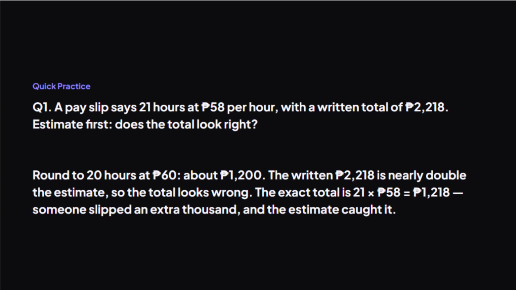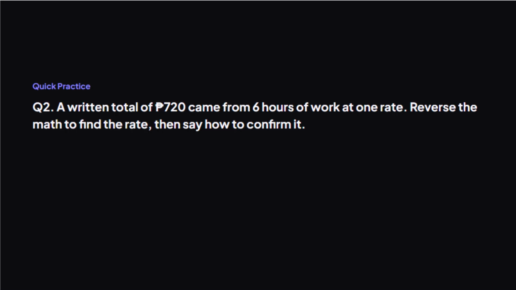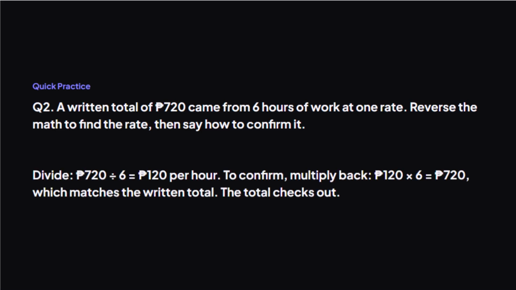Let's have question number 2. A written total of 720 pesos came from 6 hours of work at one rate. Reverse the math to find the rate, then say how to confirm it. Now let's check. Divide 720 pesos by 6. So that will give you 120 pesos per hour. To confirm, multiply back. So that's 120 times 6. That's equal to 720 pesos, which matches the written total. So the total checks out.